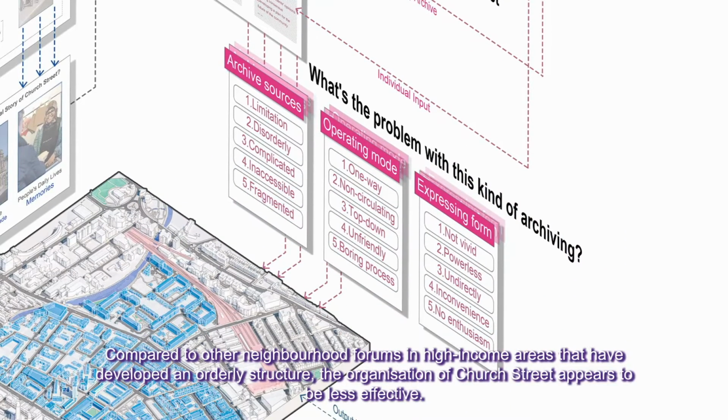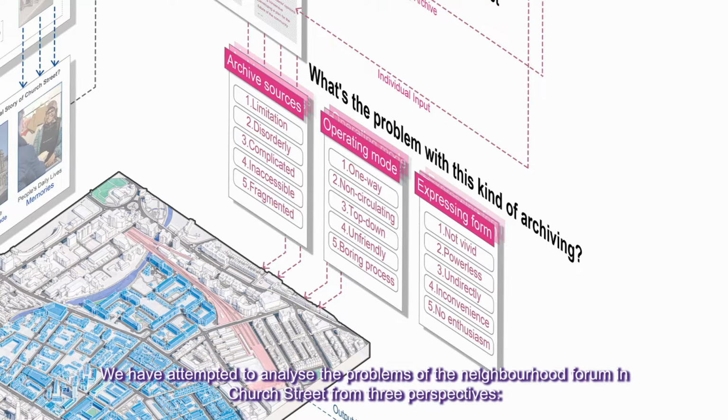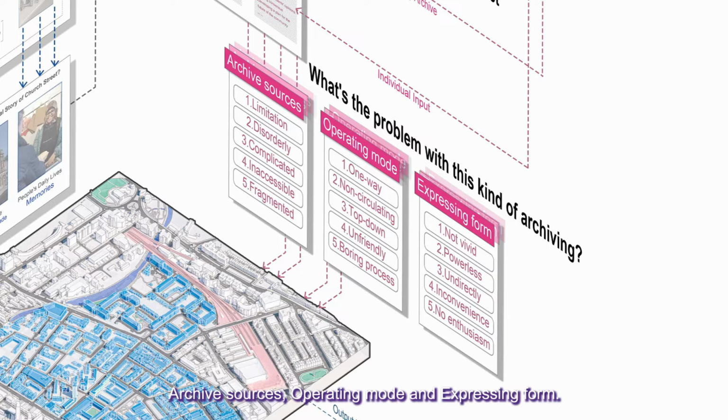Compared to other neighborhood forums in high-income areas that have developed an orderly structure, the organization of Church Street appeared to be less effective. We have attempted to analyze the problems of the neighborhood forum in Church Street from three perspectives: archive sources, operating mode, and expression form.